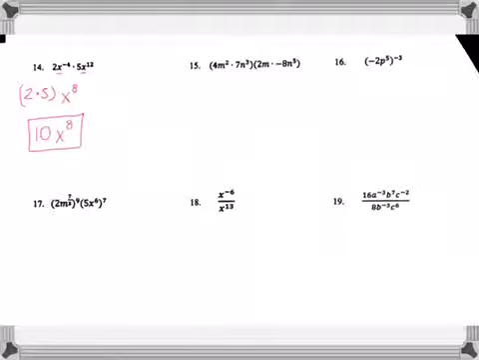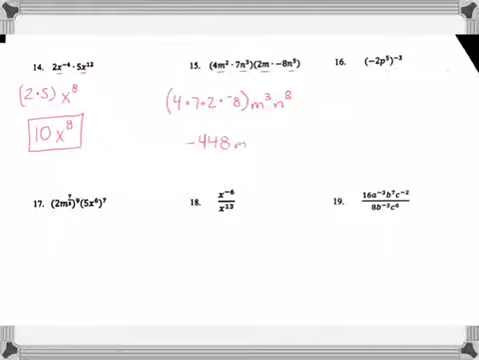In 15, once again, the parentheses here don't have anything outside of them, so they don't actually play a role here. So you're just multiplying all of the coefficients. So 4 times 7 times 2 times negative 8. And then you're adding the like-based items. So 2 plus 1 gives us m to the 3rd. And then 3 plus 5 gives us n to the 8th. So when we multiply our coefficients, we should get negative 448 m to the 3rd, n to the 8th. And this is our answer.